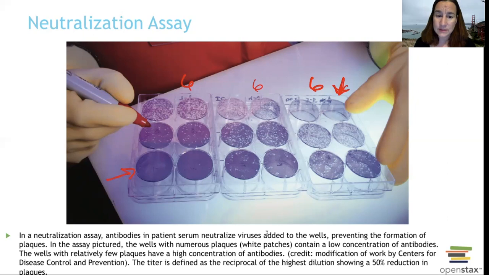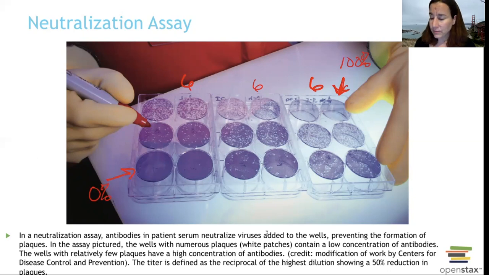None of those viruses got in here. Everything is still pretty in purple, and those cells are all still alive. We don't see any plaques on this end, while this end is like 100% plaques. It's all clear. All those cells died off. They all got infected with viruses. And over here, we have 0 plaques because we've neutralized everything.